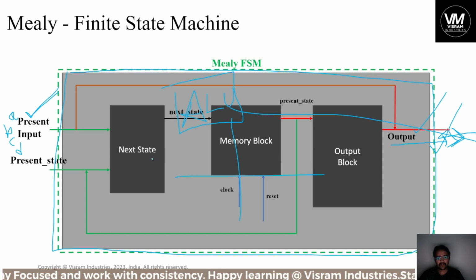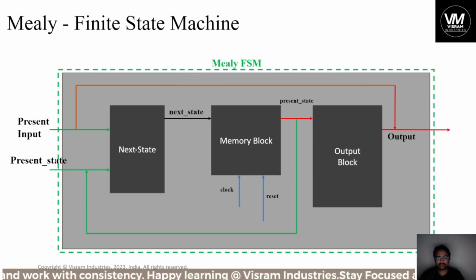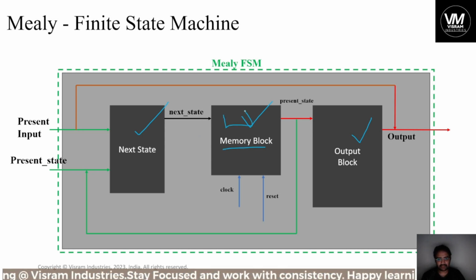Now coming to what blocks are available. The blocks available are next state, memory block, and output block. What is the whole and sole purpose of each block? The purpose of the memory block is that whatever data is processed can be stored, read, or written. It is written to the memory block and read from the memory block. Okay, so that is the use of it.